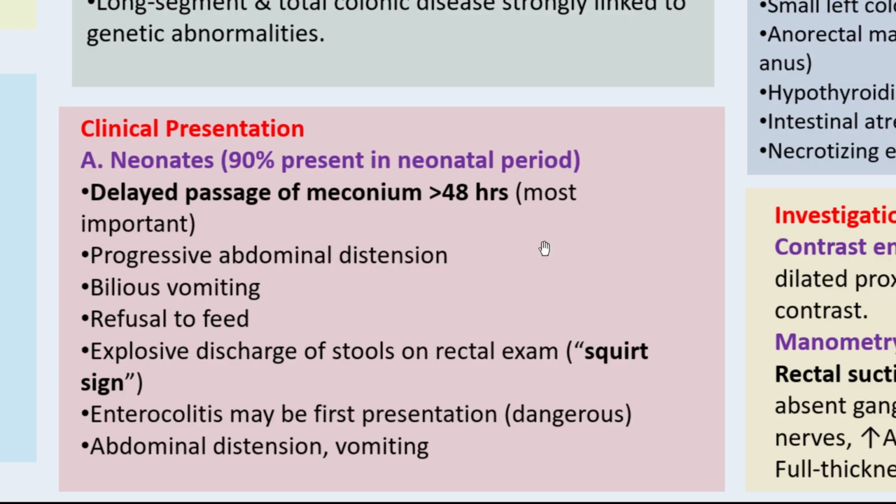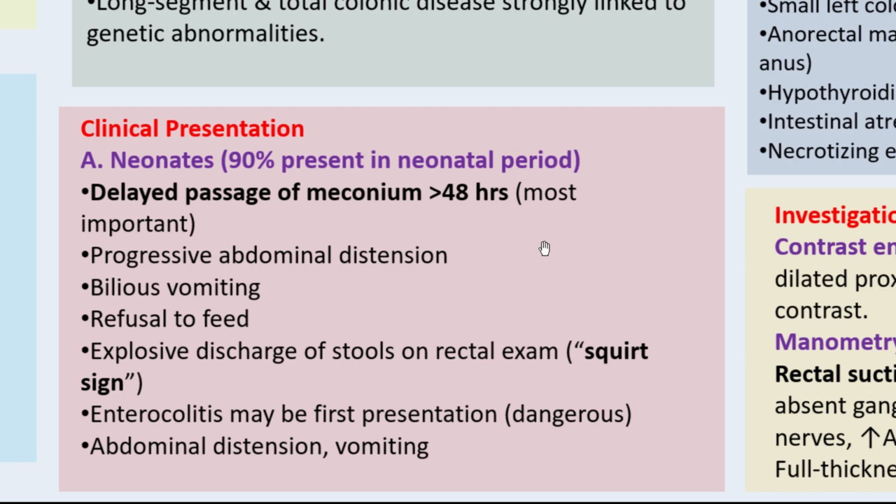So when it comes to the clinical presentations, 90% of cases are going to be in the neonatal period, and we shall have what we call delayed passage of meconium. When a child is born, within the first 24 to 48 hours we expect them to pass their first feces, and this is what we call the meconium. So when we don't have this, it's a signal.